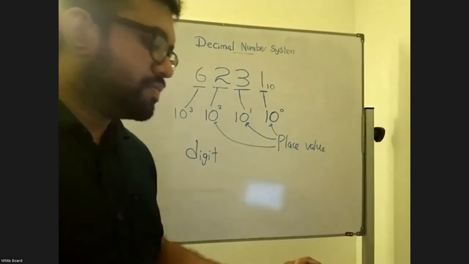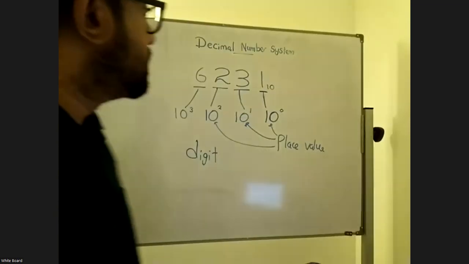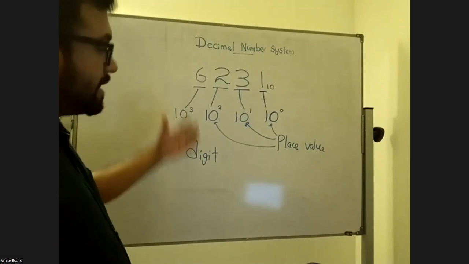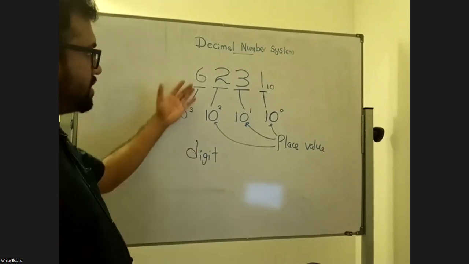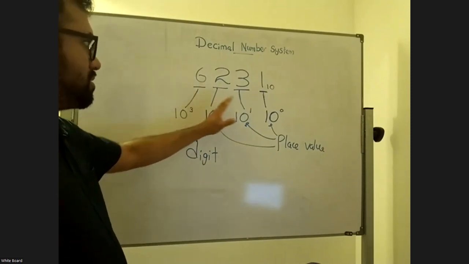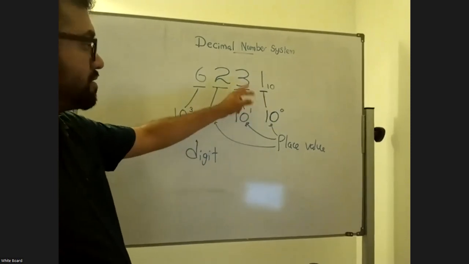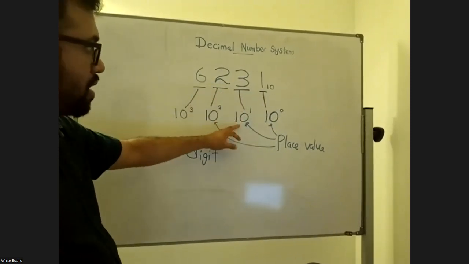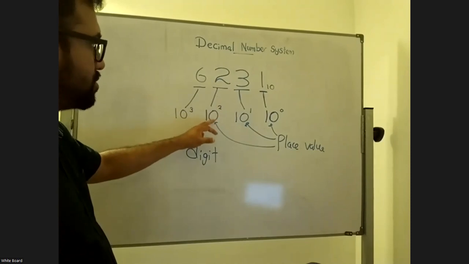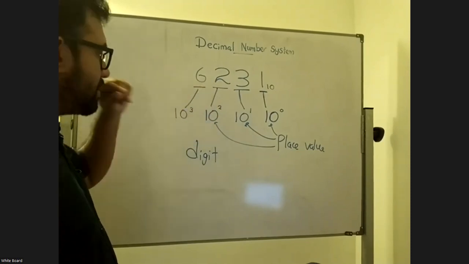Now, let's check. So we still didn't discuss how it is created. We still discussed the place values. So this is having place value 10 to the power 0. This is having 10 to the power 1. This is having 10 to the power 2. This is having 10 to the power 3.